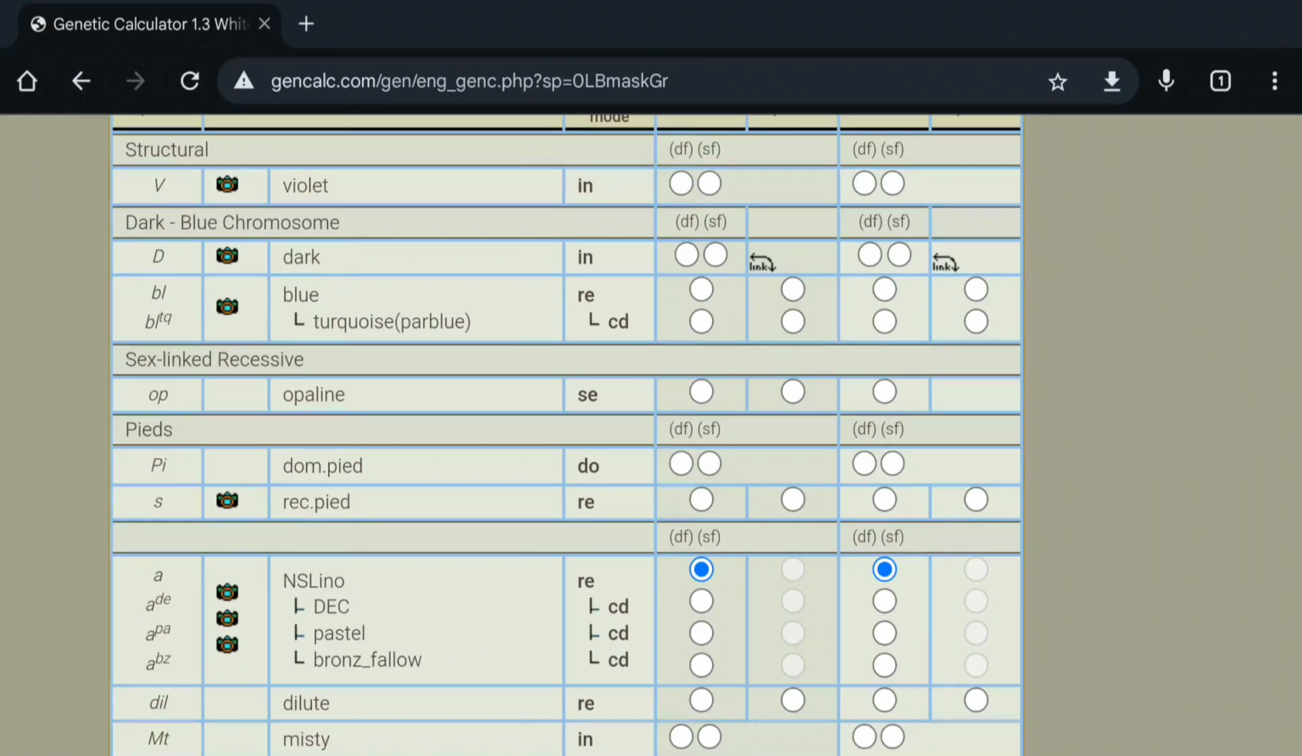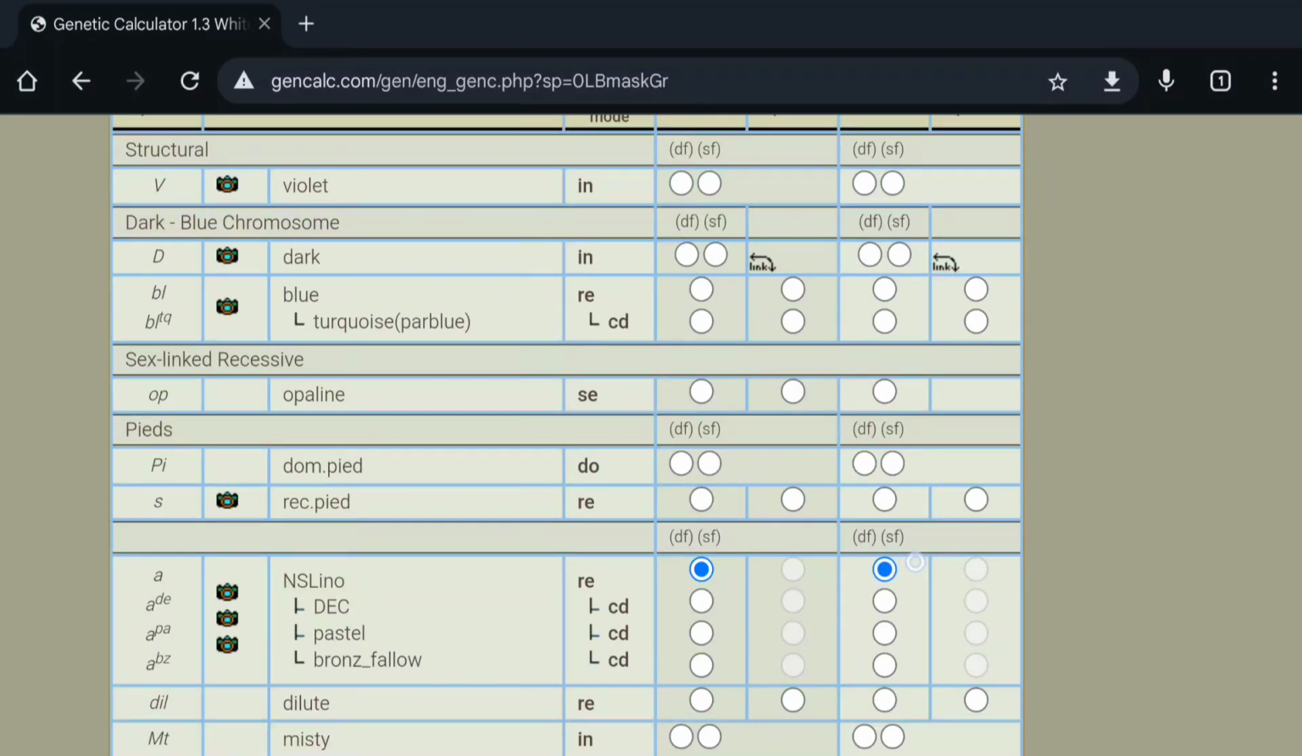So here on the genetic calculator, you know that NSL ino is non-sex linked ino, and non-sex linked means the mutation is on autosomes, not on sex chromosomes. And ino is a gene which is responsible for reduction of eumelanin, which actually converts a green bird into a yellow bird and a blue bird into an albino. So this is kind of basic.